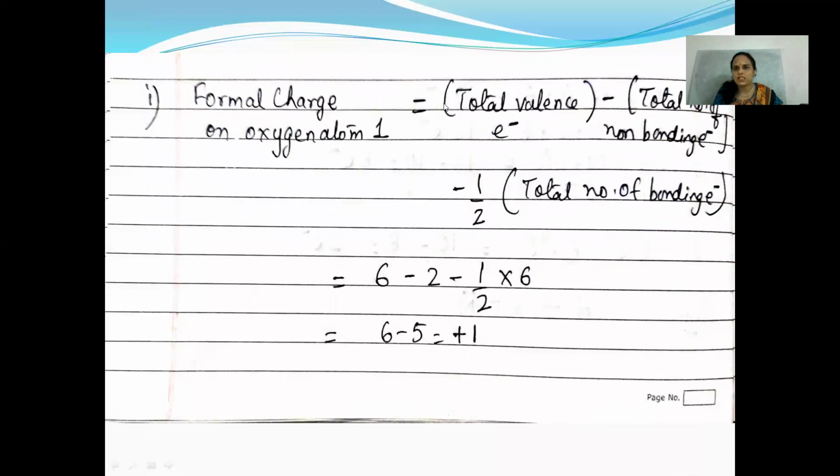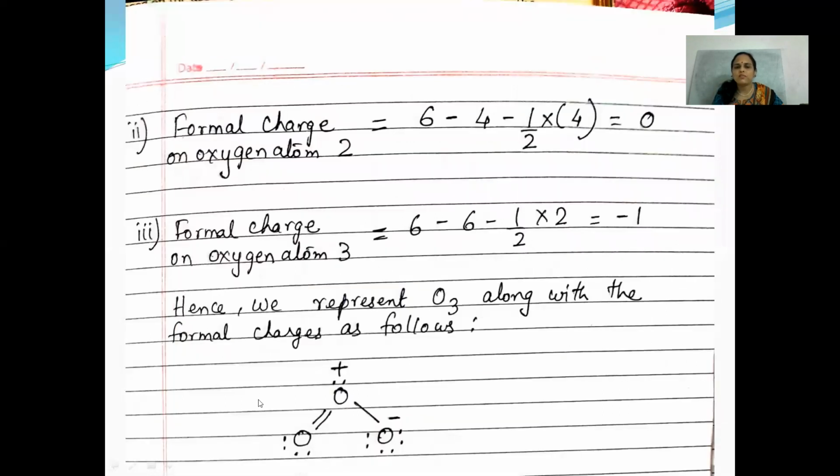Formal charge on an oxygen atom equals total valence electrons minus total number of non-bonding electrons minus half the total number of bonding electrons. Total valence electrons on the oxygen atom are 6 minus total number of non-bonding electrons on the middle oxygen atom. I showed you it was 2, minus half into total number of bonding electrons, that was 6. So we get the value of formal charge on oxygen atom 1 as plus 1.